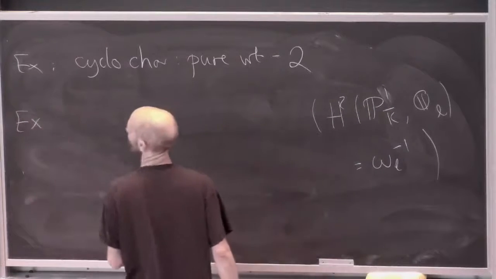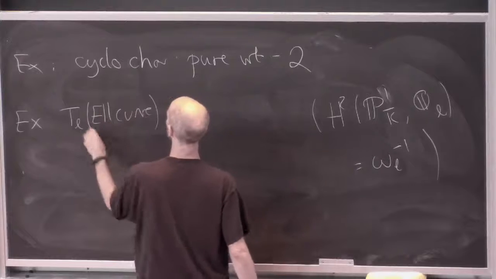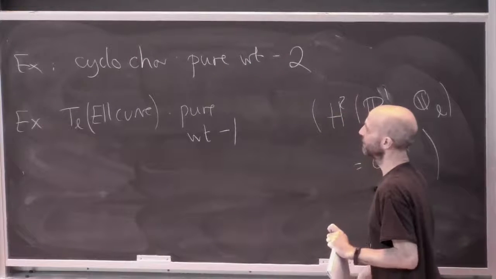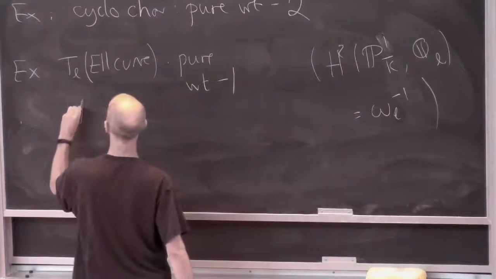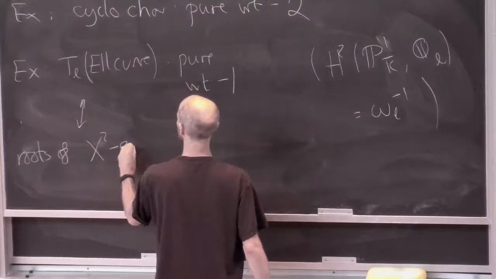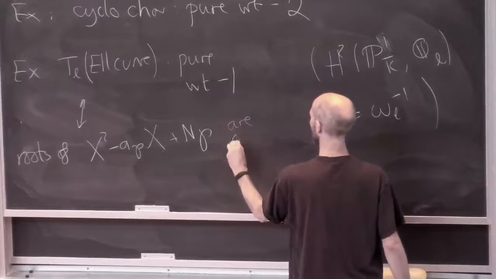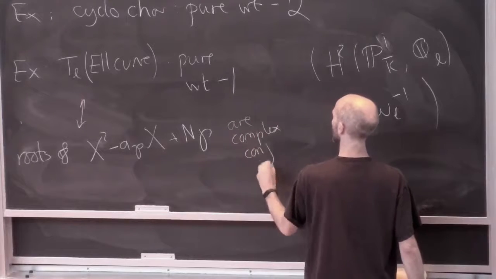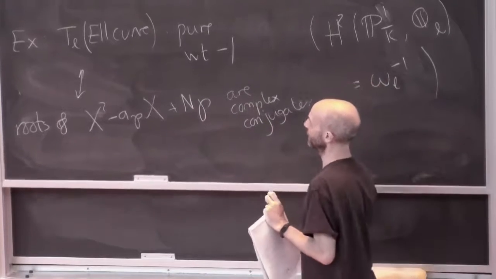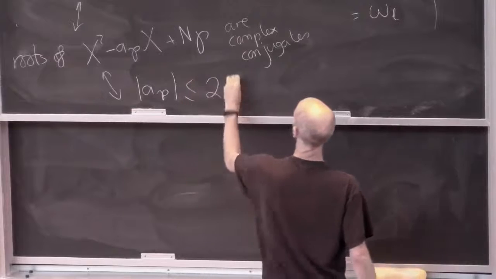Here's an interesting thing. The Tate module of an elliptic curve, that's pure of weight -1. So what does that actually mean? This says the roots of x squared minus a_p x plus the norm of p are complex conjugates, rather than being real unrelated numbers. And so that's if and only if a_p is at most 2 root the norm of p.